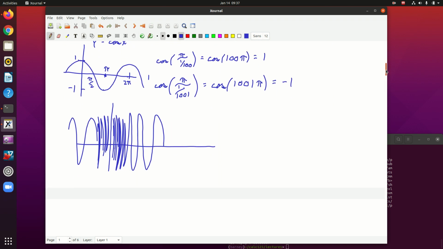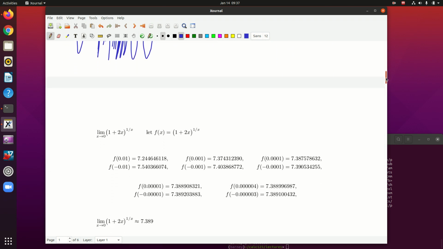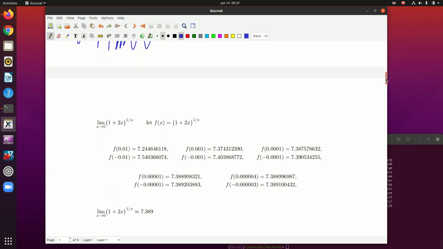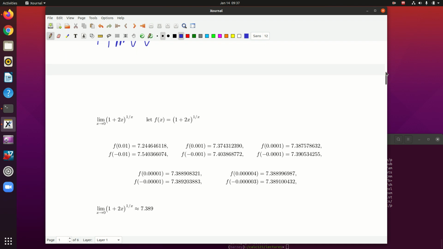Okay, what do we have next here? This is an option that we can sometimes do, and if there's nothing else you can do, it's worth trying, and that is plug in numbers. So suppose we want to find the limit of this function, 1 plus 2x to the 1 over x power. Let's do a simple example.